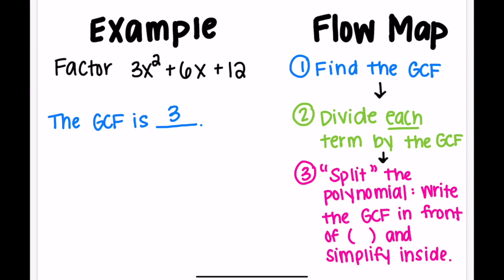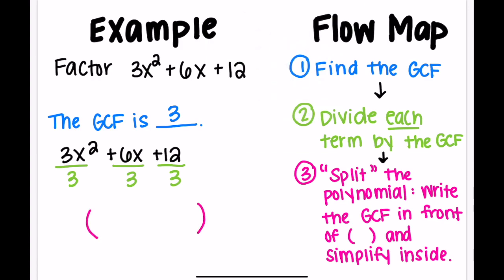Our second step is to divide each of those terms, which we already kind of did. So if I divide each of these terms, that means I had 3x squared plus 6x plus 12. Our second step is to actually divide by the GCF. So I'm dividing each term by 3. Now when we do that, we are going to simplify that. And what we simplify is going to go into parentheses. So I'm going to write a set of parentheses and do my simplification.